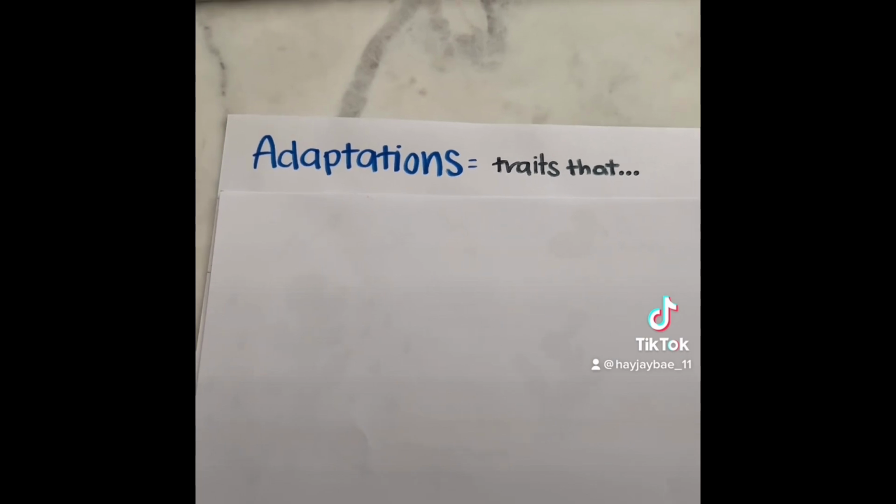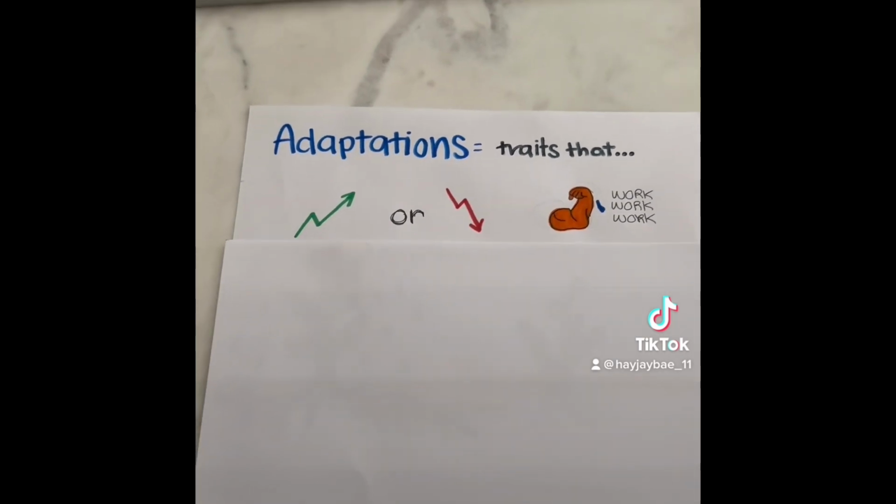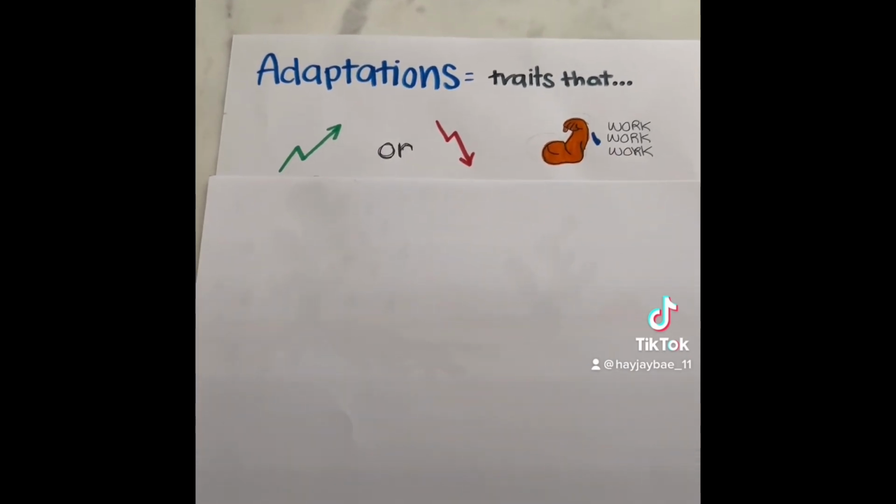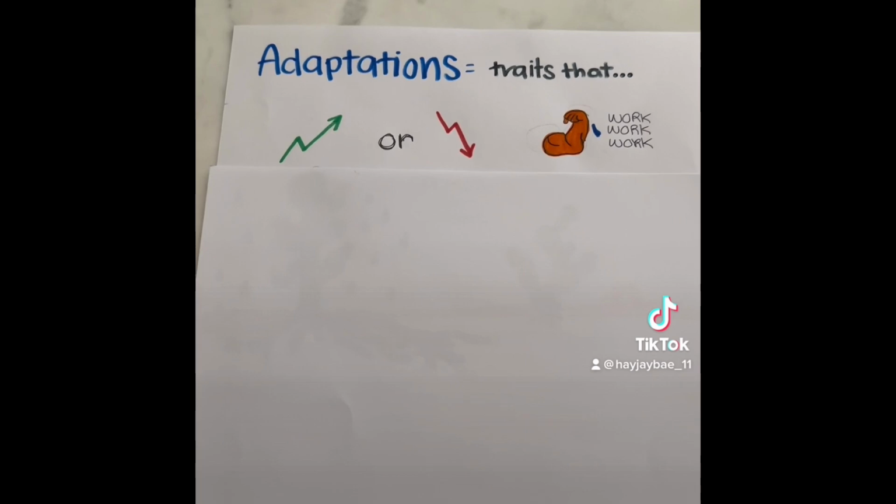Adaptations are traits that increase or decrease the fitness of an organism. Survival adaptations are genetically controlled and can be passed on to successive generations.